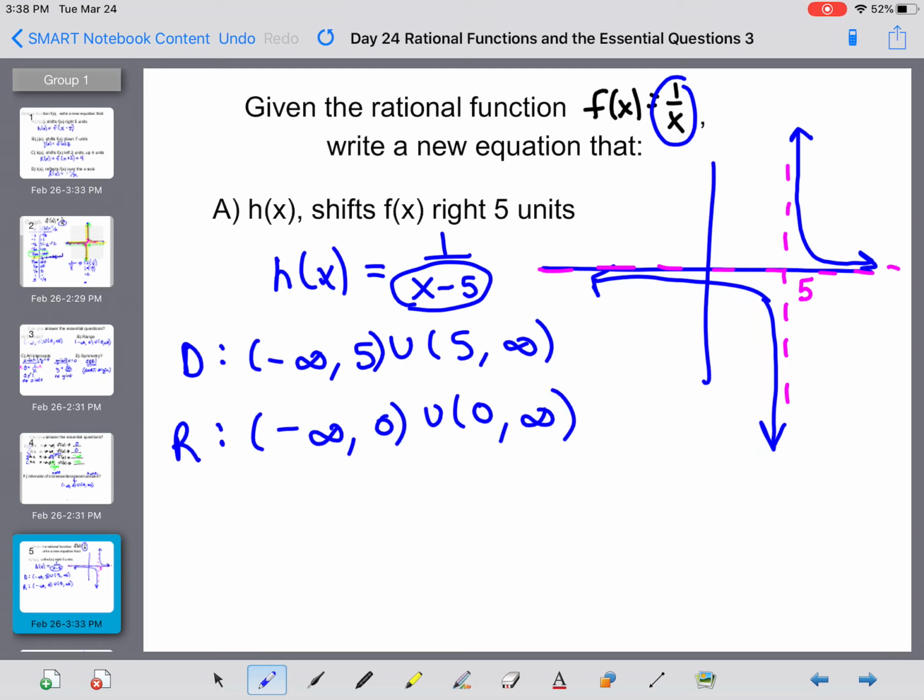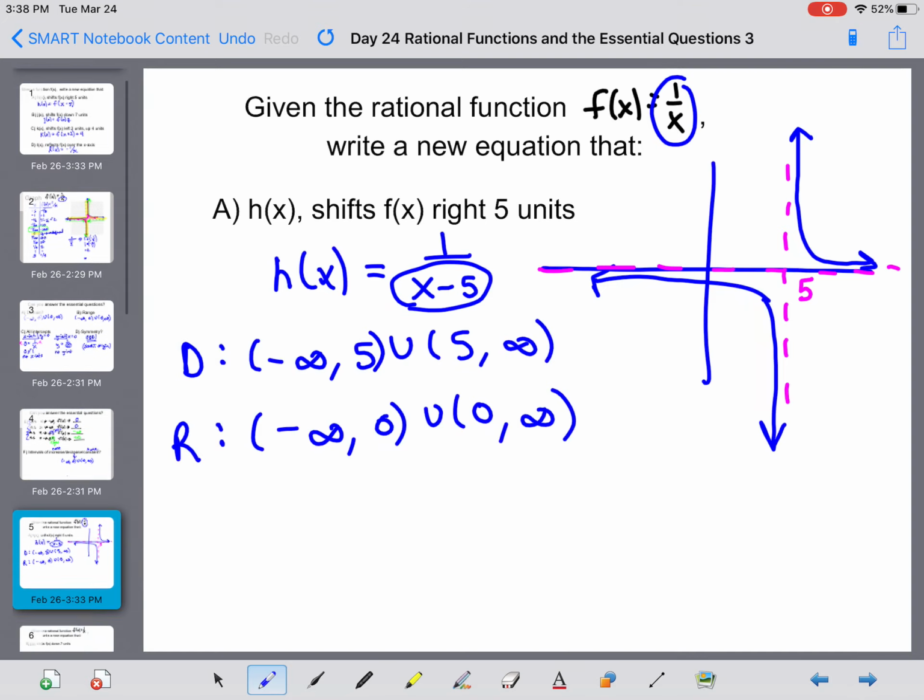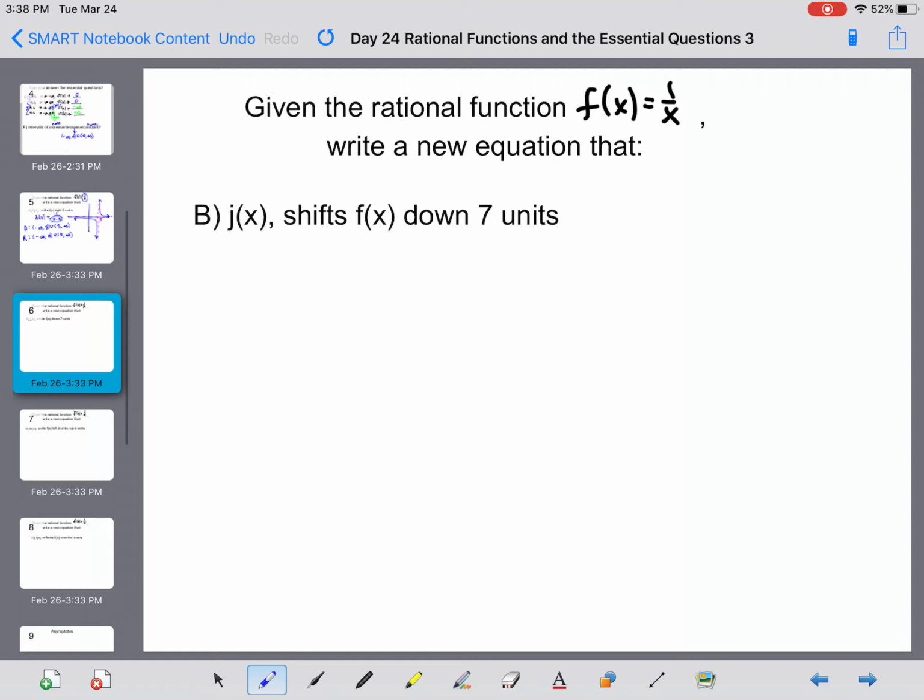I don't have symmetry with this particular graph because I moved it to the right 5 units. I lost that symmetry with respect to the origin. All right, let's look at the next one.